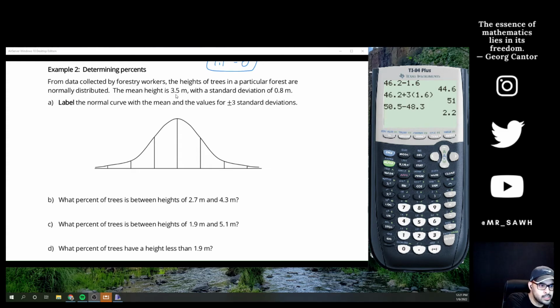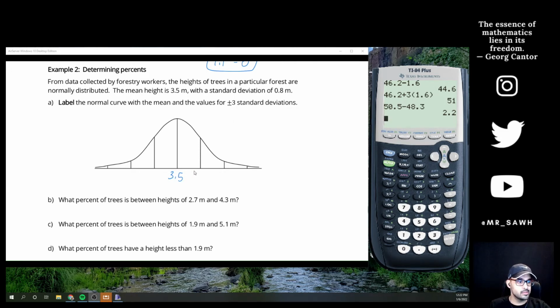The mean height is 3.5 meters, right? So the average height of a tree is 3.5, and a standard deviation is 0.8. Let's label this curve with the average and the values for plus or minus 3 standard deviations. So really what this is saying is put the average on there and the values for 3 deviations above the mean and 3 below it. So our average, again, will always go in the middle. This is symmetrical, so there's my 3.5.